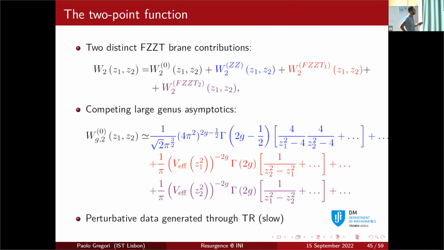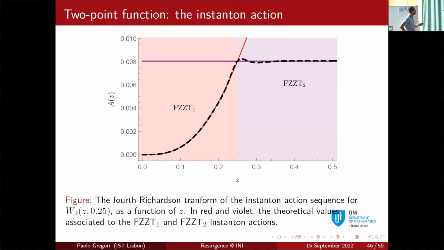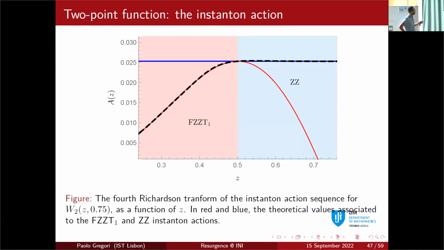For the two-point function, as I said before, we have even more interplay between non-perturbative effects. We have one ZZ brane and 2 different kinds of FZZT branes. So 3 lines of large order contributions. And again, very nice agreement. Now we can tune the 2 Z1 and Z2 values. At first, we put ourselves in a situation in which both FZZT actions are smaller than the ZZ action. And so we only see the interplay between the first and the second FZZT. And then we see the interplay between the first FZZT and the ZZ brane.